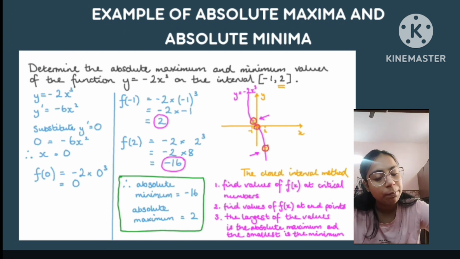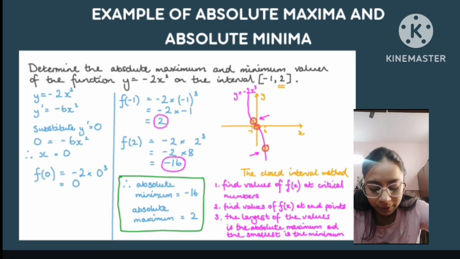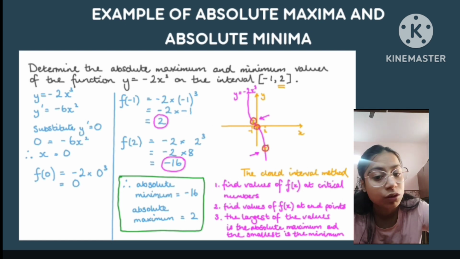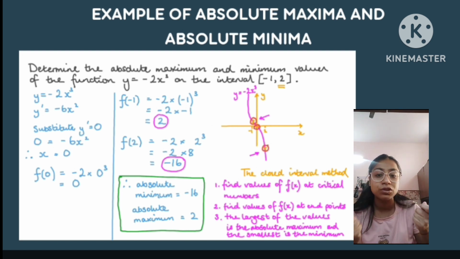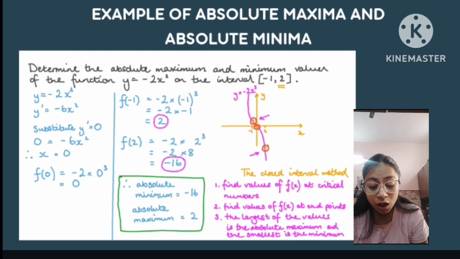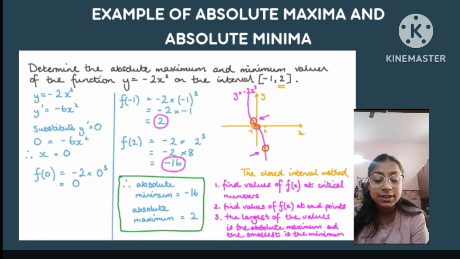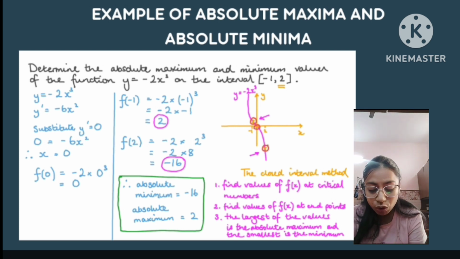Now let's see an example of absolute maxima and absolute minima. Suppose there is a function y equals minus 2x cube. So how can we find the absolute maxima and absolute minima values? First we'll find the derivative of y equals minus 2x cube, which will be minus 6x square. Then we'll find the critical point. We find the critical point by putting the derivative equal to 0. So the critical point will be equal to 0.